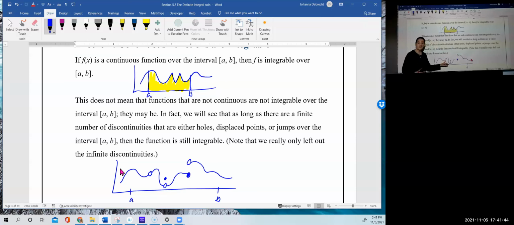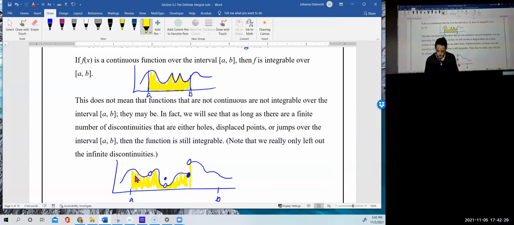A hole, we do still have the same limit from the left side and from the right side. And we have the same limit from the left and the same limit from the right at a displaced point. In fact, they're both pointing at the hole, not at the displaced point. But on a jump, we don't even have a two-sided limit that exists. But the theorem says that as long as you have a finite number of these places, you can still integrate the function over the interval from A to B. What does that mean to us? That means it still has an area. That means that we can still compute the area of this little region right here.